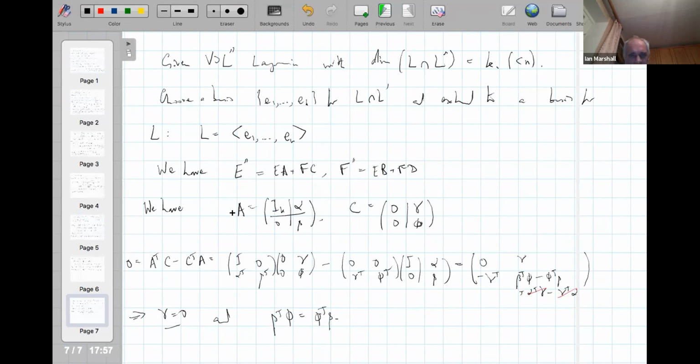So in other words, now we can suppose without loss of generality that phi equals the identity. So why is that? Why can we suppose that? Can you suggest?